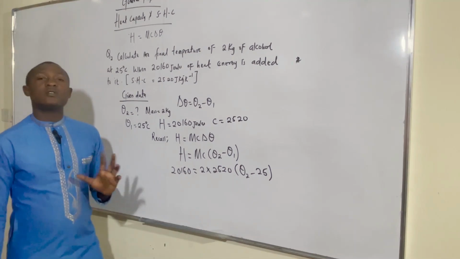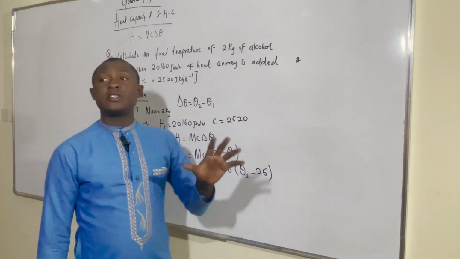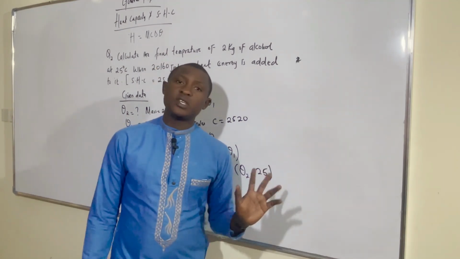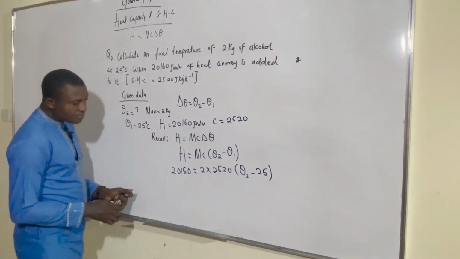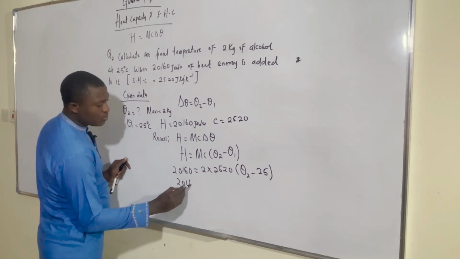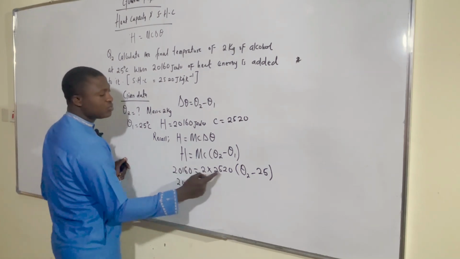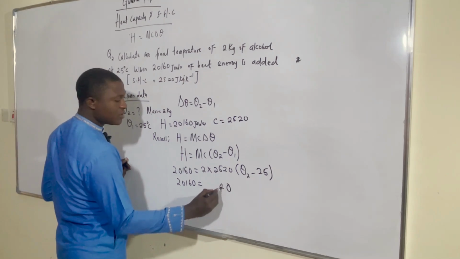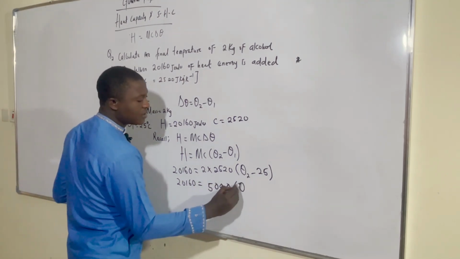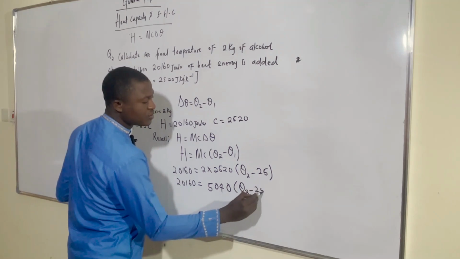So here, the conversion isn't required. You don't need to convert your temperature. Whether you are given the value in Celsius or in Kelvin, you can just use either of the two. So now we can have 20160 is equal to 2 multiplied by this. I think we are going to have 5040 times theta 2 minus 25.